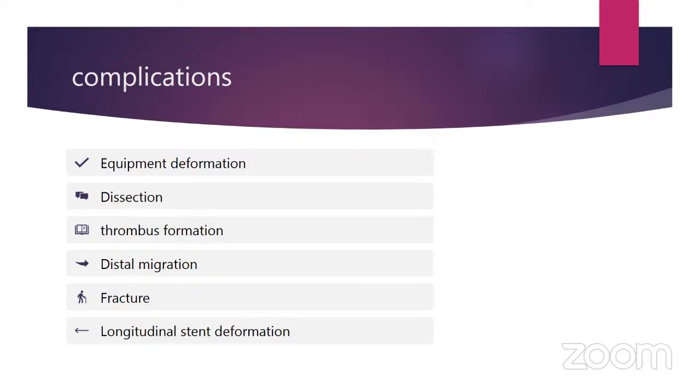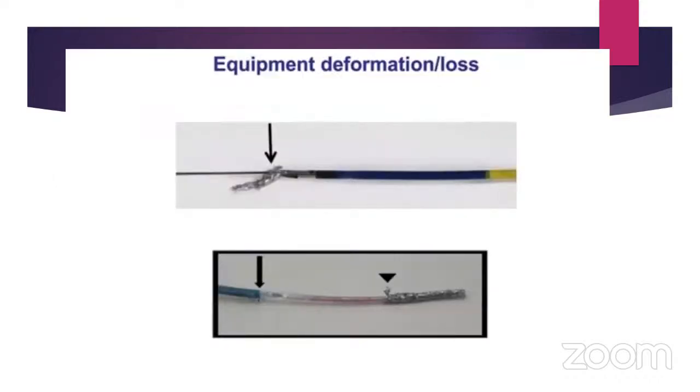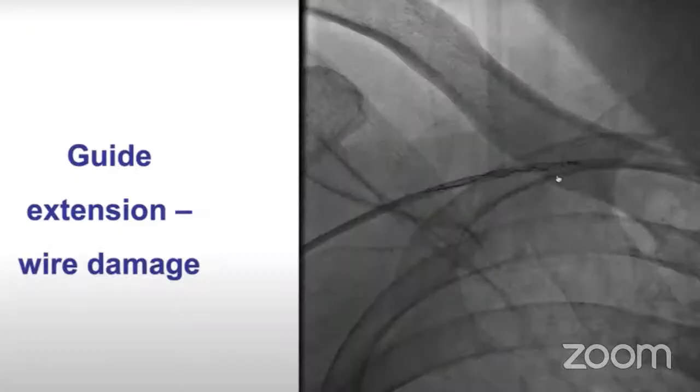Fractures of the guide extension can happen when we forcefully advance the guide extension against a stent. It can lead to longitudinal stent deformation. Here we can see the stent being stripped away from the balloon.